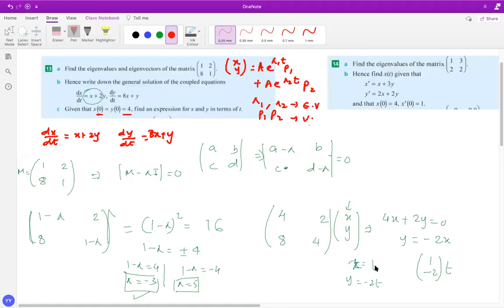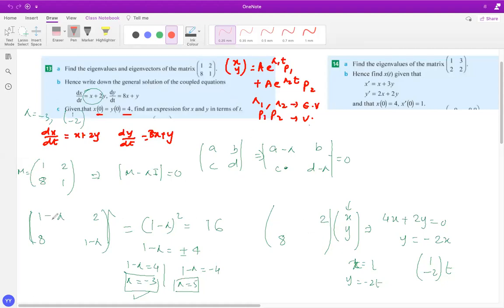So for lambda equals negative 3, I got the eigenvector as 1 and negative 2. You could take the eigenvector as 2 and negative 4 as well. That's okay, but I take the least common multiple. So here, lambda is negative 3, and its vector is 1 and negative 2. Similarly, now I take lambda as 5, my second eigenvalue. Only these two numbers change.